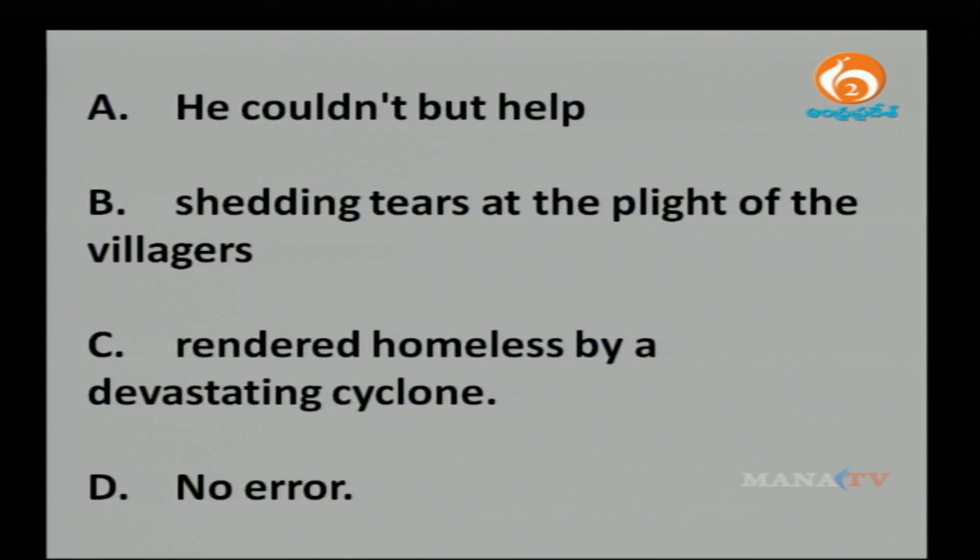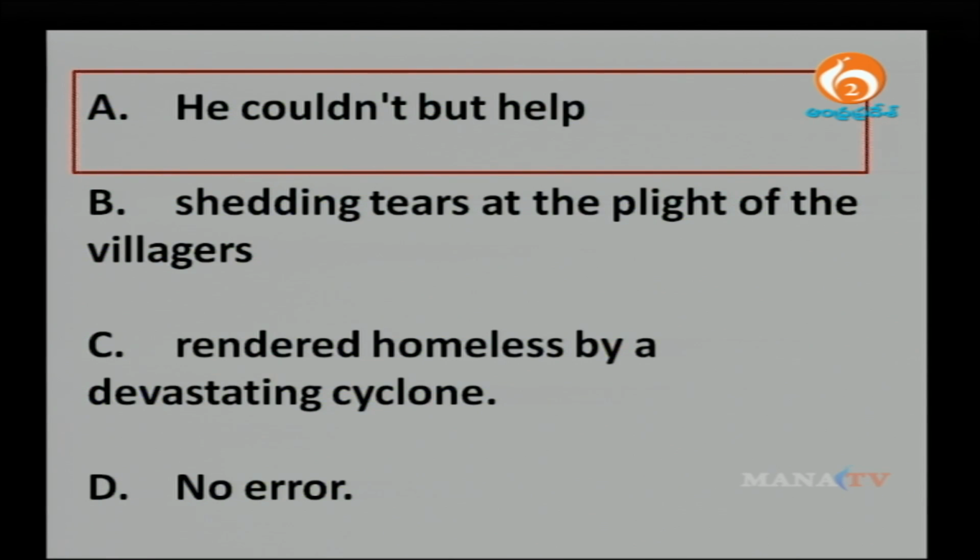He couldn't but help shedding tears at the plight of the villagers rendered homeless by the devastating cyclone. Again, word order issue. He couldn't help but shedding tears means instead of shedding, he could not stop shedding tears at the plight of the people.